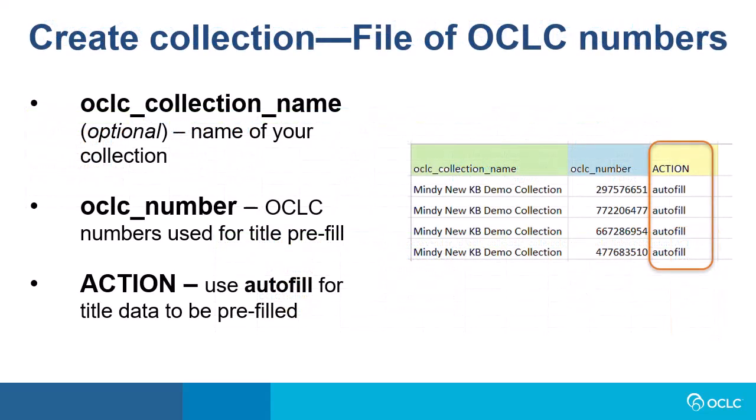You can use the value autofill to add titles and pre-fill title data using OCLC numbers. Fill the KBART file with the OCLC numbers for your titles. Use the value autofill in the action column to inform the system to pre-fill the titles with data from the WorldCat records. Let us walk through adding titles to a local knowledge base collection with a KBART file.